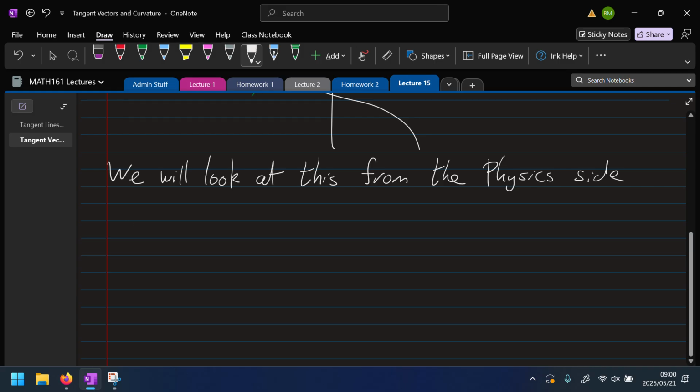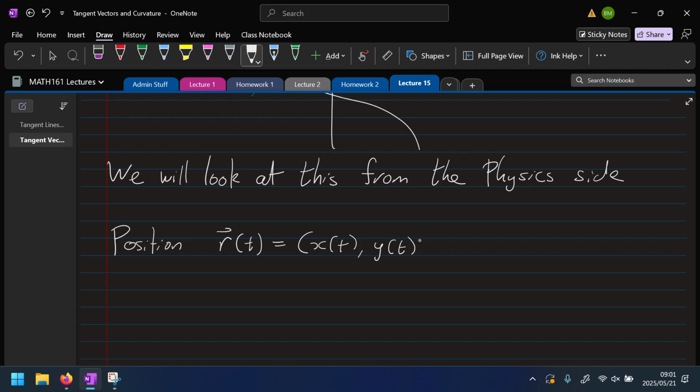So in physics, if we treat the parametric curve as the particle moving through space, then the position is given by the r vector. We put the little arrow at the top for a vector. This is given by x of t, y of t at some point, right? So your position is just some point at some time. Now, we could have also written this as x of t i hat plus y of t j hat, right? Your unit vectors in x and y directions.